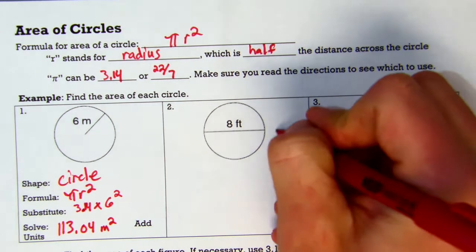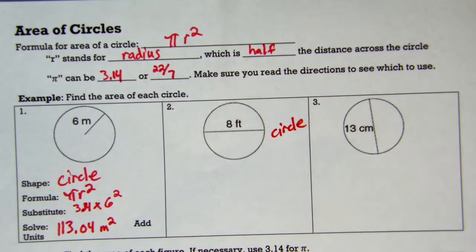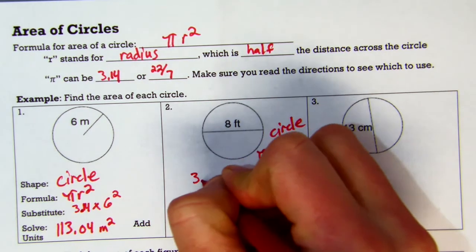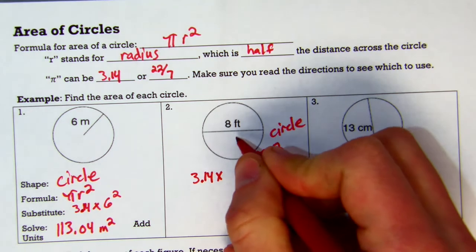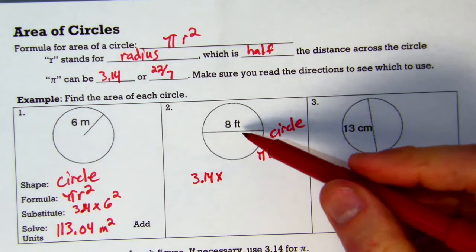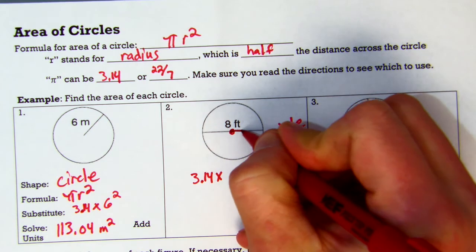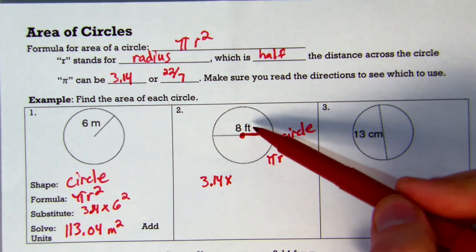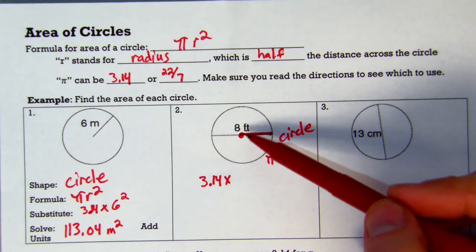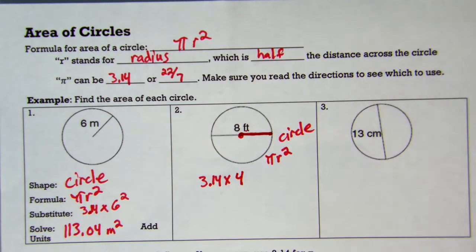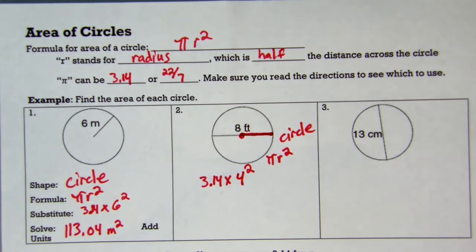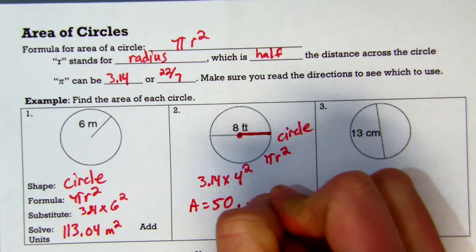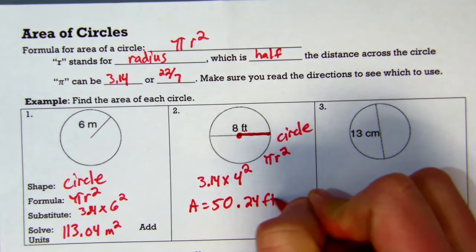Alright, number 2. Again, it's a circle. Go ahead and label it. Give our equation pi r squared. Let's substitute our numbers in, 3.14 times, and this is a tricky part here. Make sure we're actually only taking the radius. Remember, the radius is half of the distance. So you're going to get problems where you actually see the actual radius given to you, and then you're going to get problems where you have the diameter given to you. If you have a problem with the diameter, make sure you cut it in half. So our radius should only be 4 for that one, and that should be squared. After I plug that into the calculator, I get an answer of area is equal to 50.24, and we're working with feet, so it's feet squared.